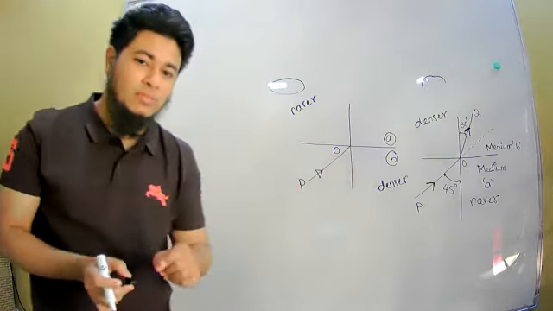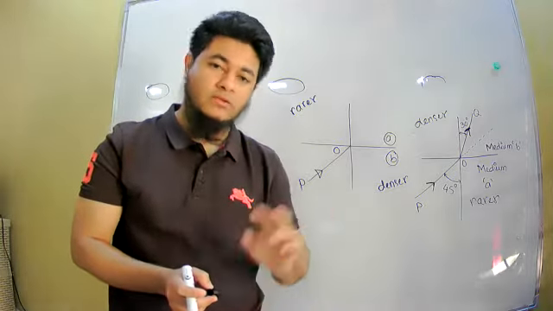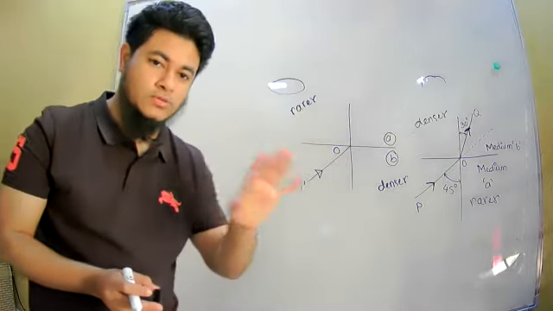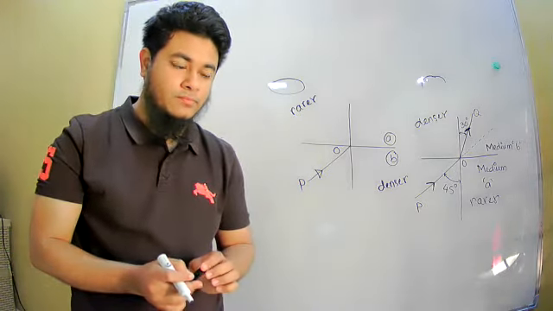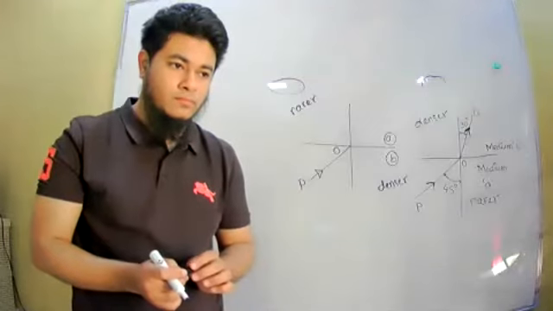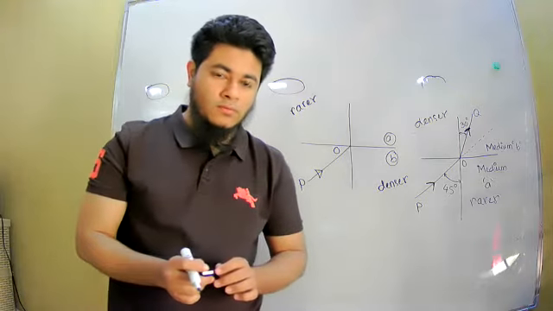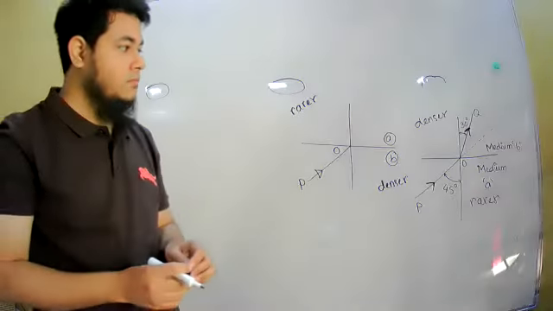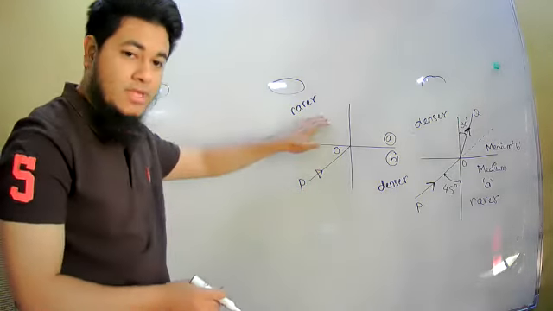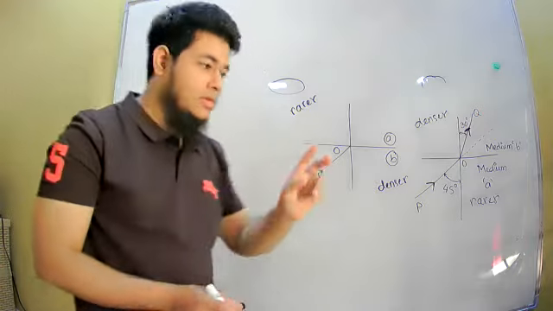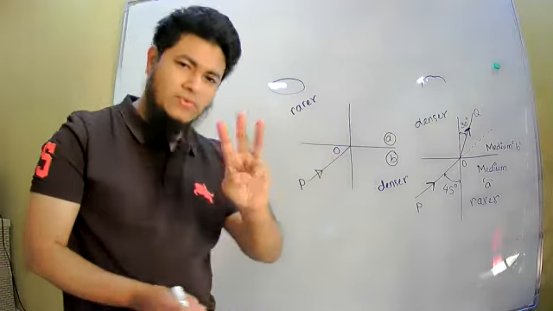Now when the light ray is passing from denser to rarer, two scenarios are possible. Can you tell me what are the two possible outcomes? When the light ray is passing from denser to rarer medium, actually there are three possible scenarios.